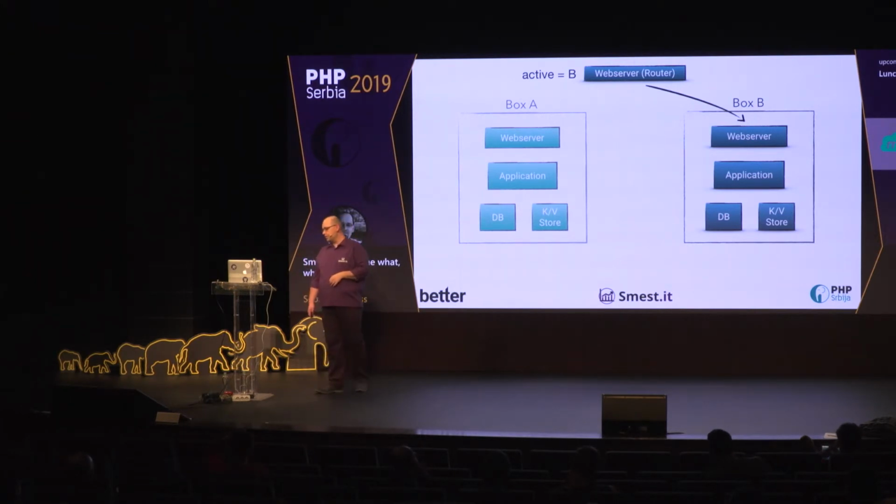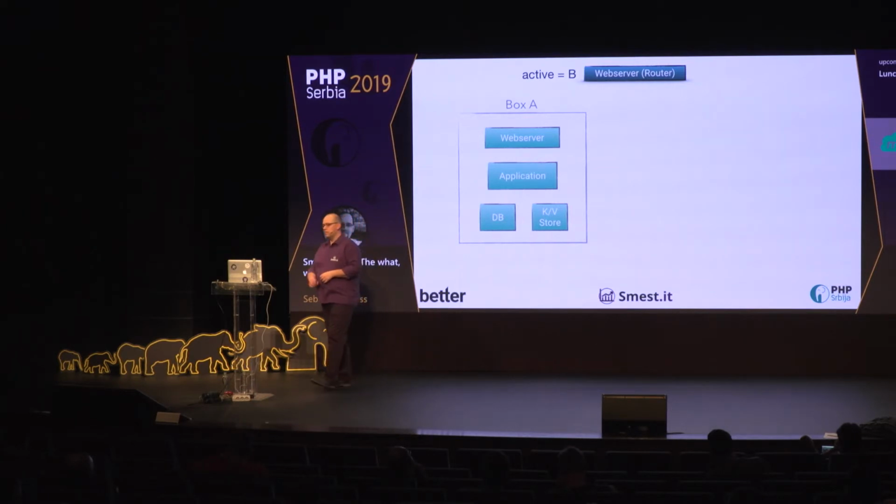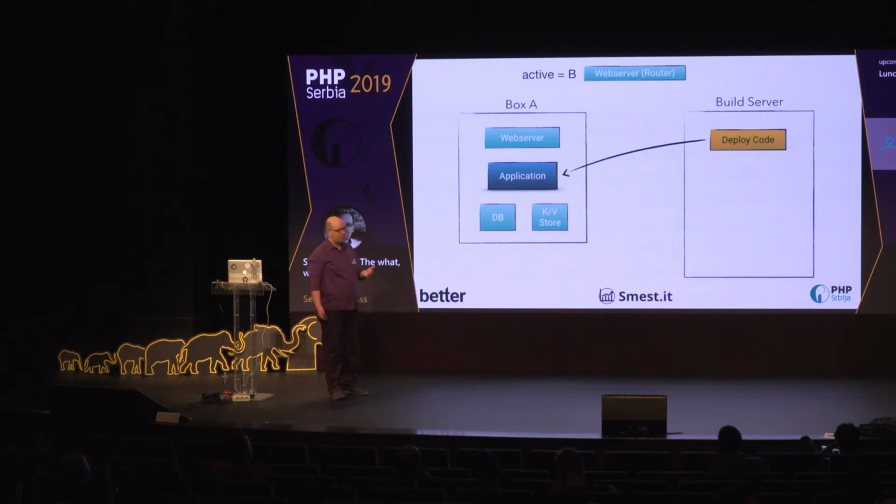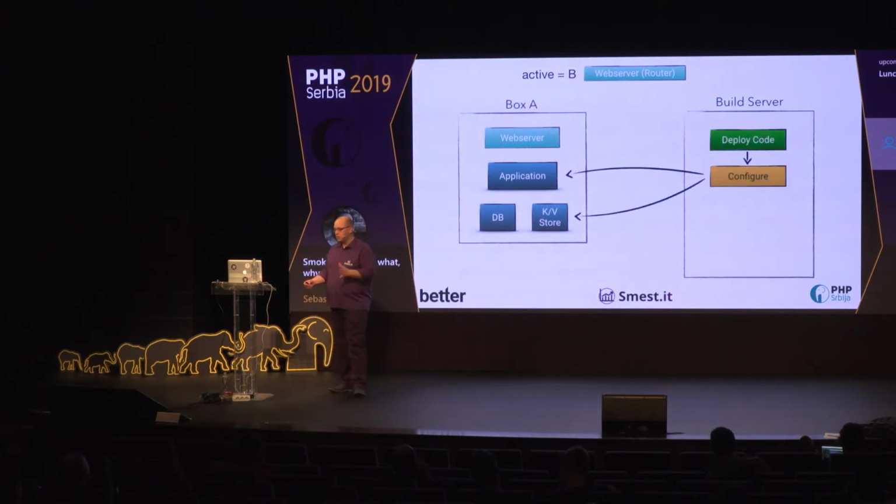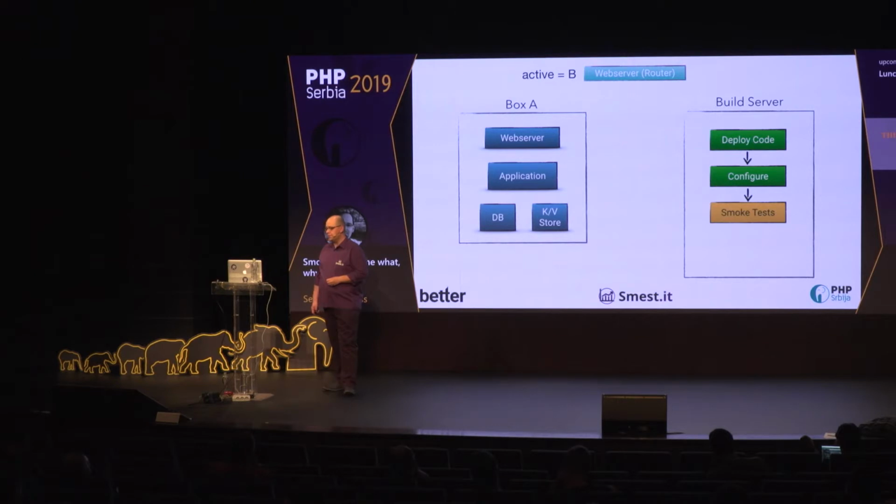So let's assume box B is active, so we can actually deploy on box A. We usually take a completely new box, or we handle the box as if it were new, so that there is nothing predefined or pre-configured. So we have our deployment server which deploys our code. Then we do some configurations, so setting up, running some scripts, filling up some databases, key value stores, all of this. And then we run the smoke tests.